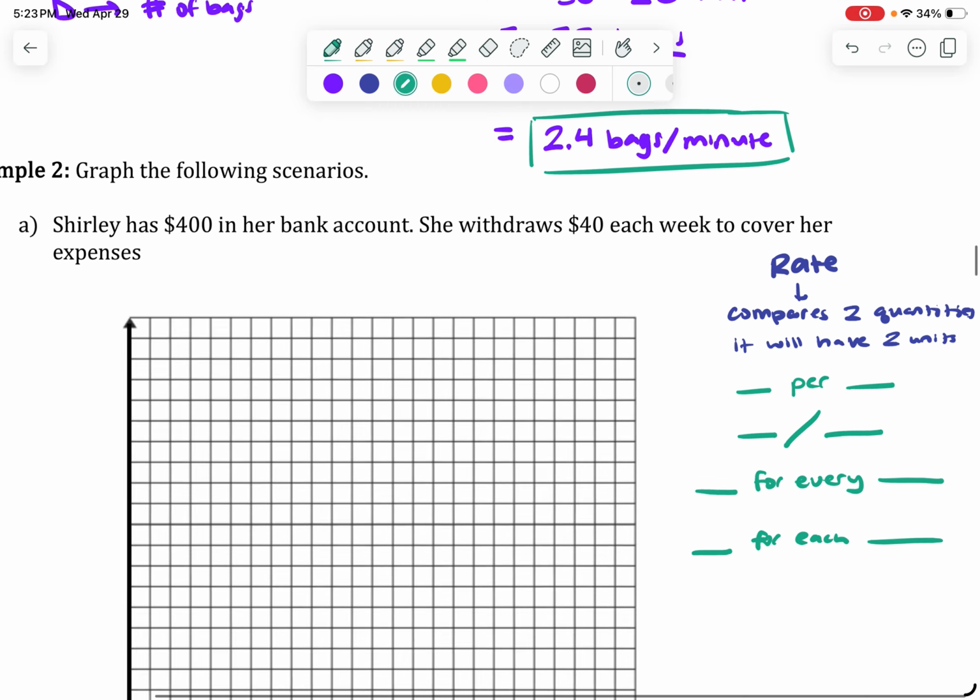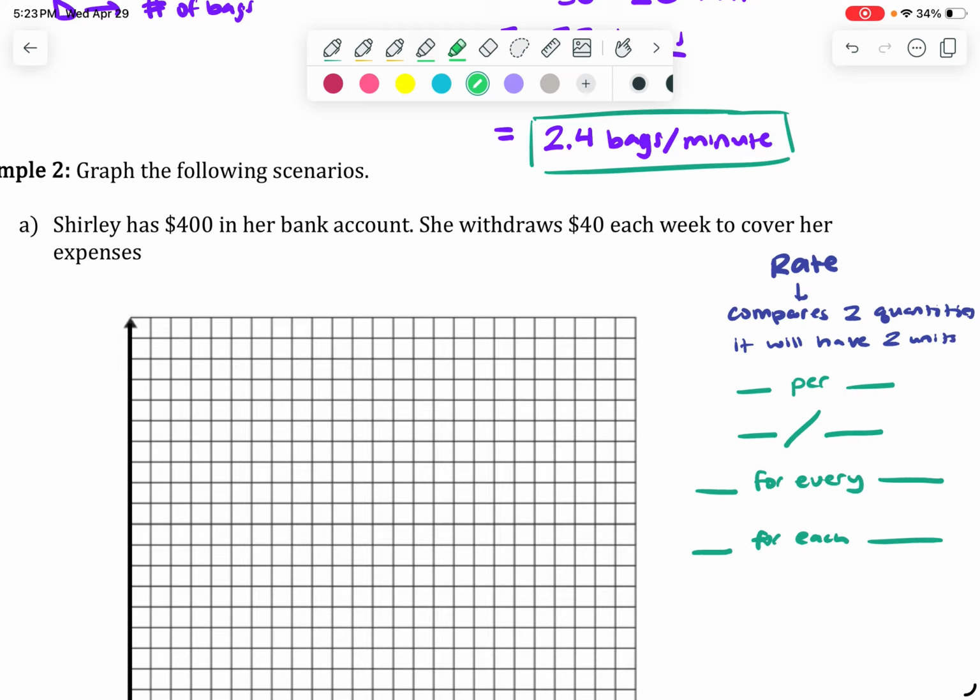So when I take a look at this question here, I've got Shirley. Shirley has $400 in her bank account. She withdraws $40 each week to cover her expenses. Now there are 2 numbers in here. Only one of them is a rate. And if we think about the $400, there's only one set of units there. It's just the dollars. So that $400 is probably telling me a starting point here. It is not telling me a rate.